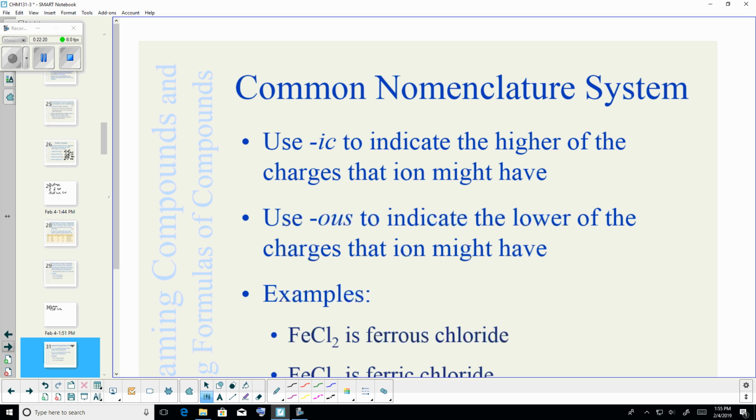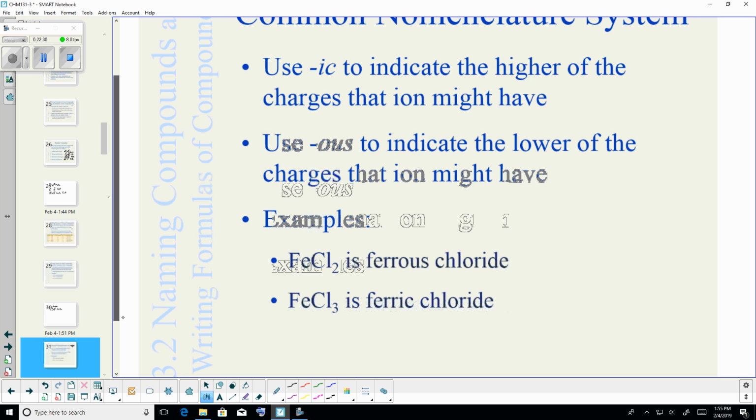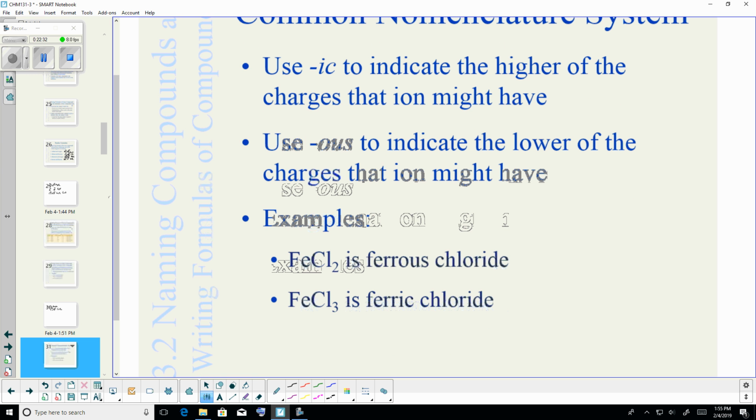In the common naming system, they use -ic to indicate the higher charge that the ion might have, and -ous indicates the lower charge. So FeCl2 is ferrous chloride. FeCl3 is ferric chloride. That's the way they used to do it.